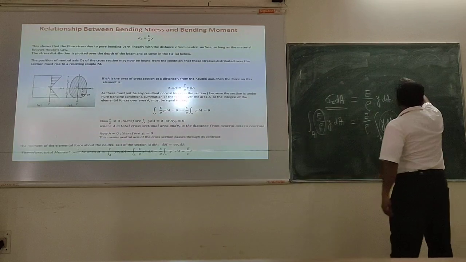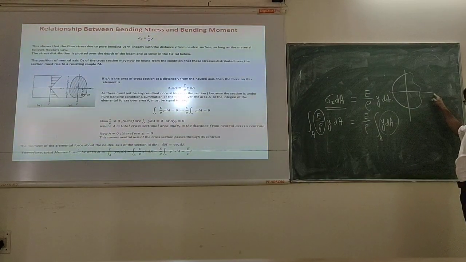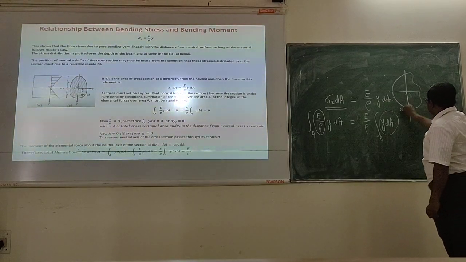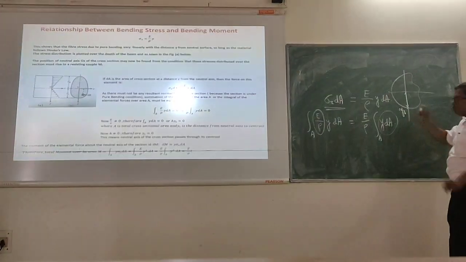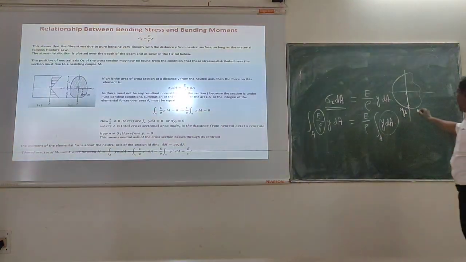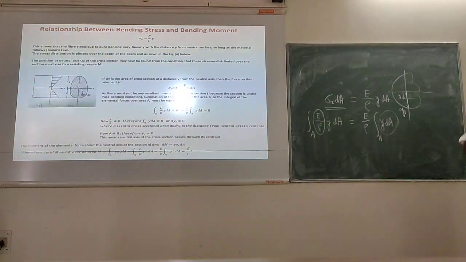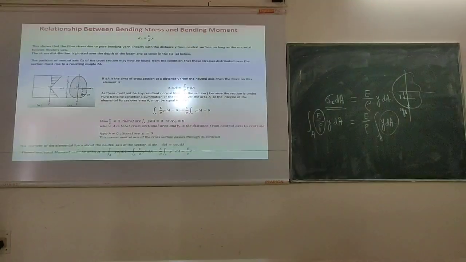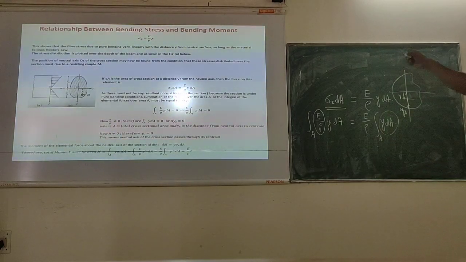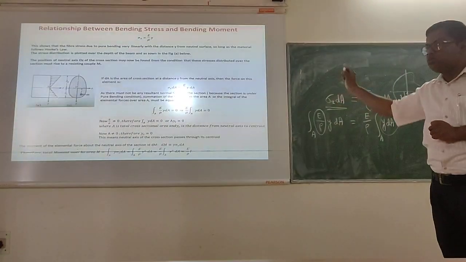I take any section like this, and if this is my neutral axis, and if this is my yc, so you try to understand what is the difference between y and yc. So y is a point somewhere, any point y. So y is varying, y is a variable, whereas yc is a fixed value, which is the distance of the neutral axis from the centroid. Distance from the neutral axis to centroid.